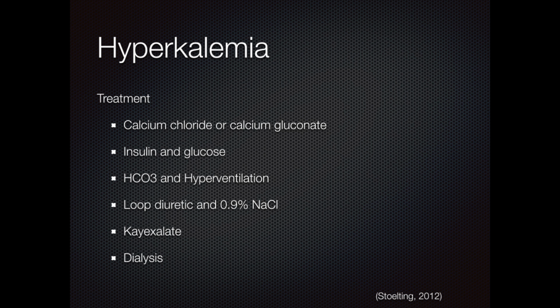Initial treatment of hyperkalemia is focused on driving potassium inside the cell. Techniques include administering calcium chloride, injecting 10 units of regular insulin with an amp of D50, and administering bicarb while hyperventilating the patient. Long-term treatment of hyperkalemia focuses on removing potassium from the body. These techniques include fluid boluses of normal saline and administration of furosemide as well as Kayexalate enemas. If the patient has renal failure, dialysis may be required.